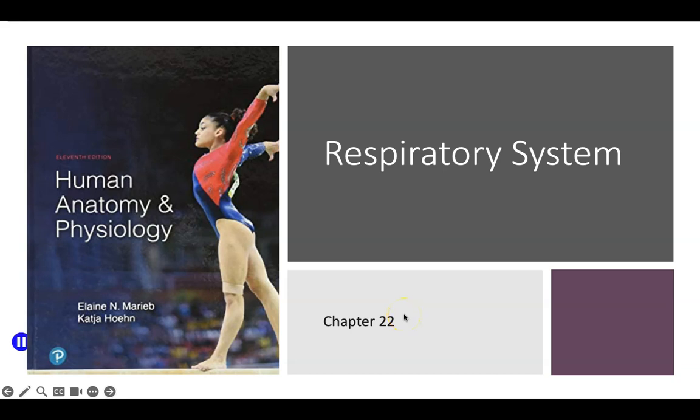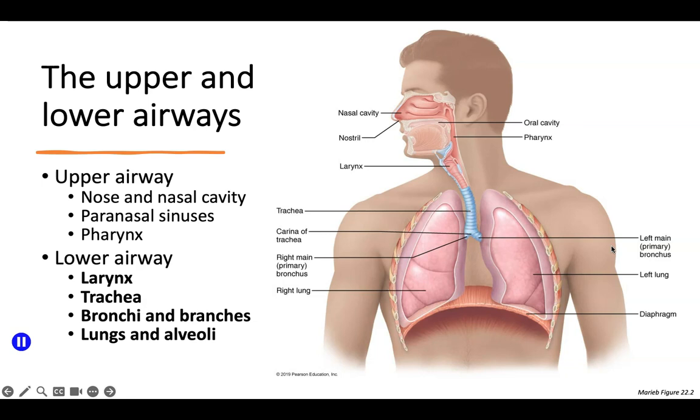In this video, I'll review concepts from Chapter 22 of Human Anatomy and Physiology, 11th edition. This chapter focuses on the respiratory system. In particular, we'll be continuing with the airway by looking at structures of the lower airway. I'll remind you these include the larynx, the trachea, the bronchial tree, and the alveoli within the lungs.